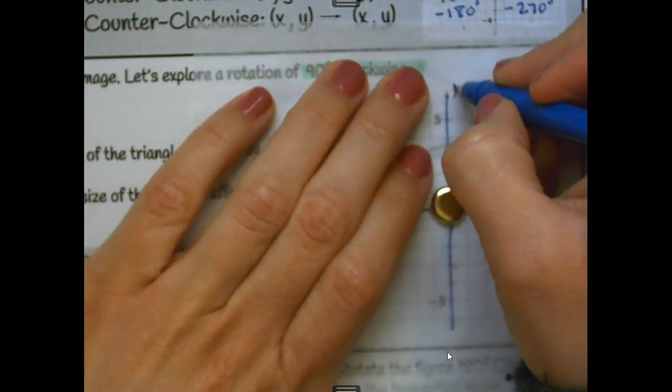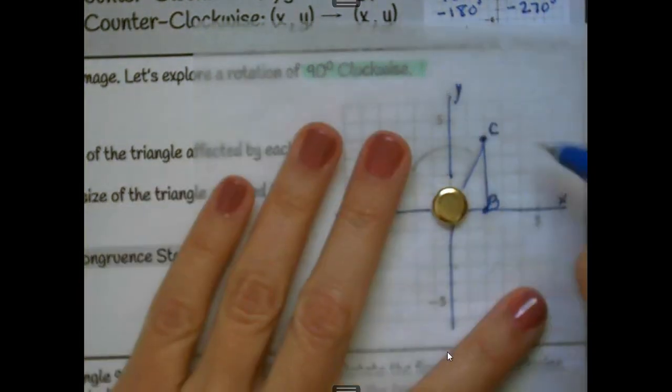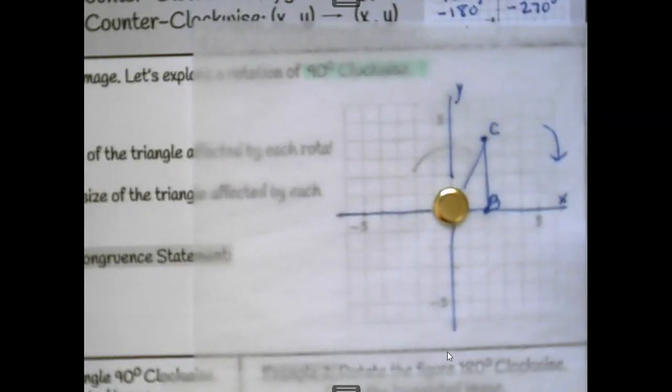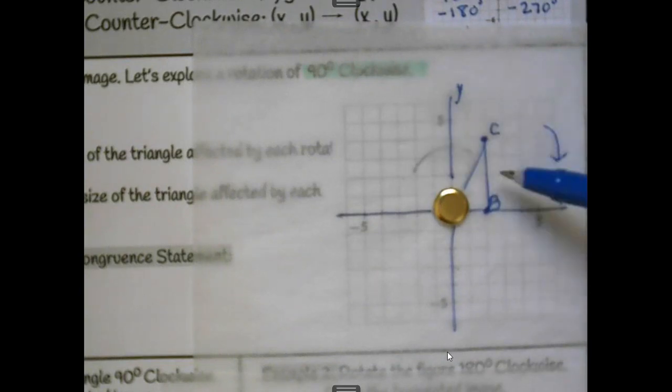So if you don't label, you're going to get confused as to how many degrees you ended up turning. So clockwise, remember, is going in this direction. Sometimes I like to draw an arrow on my patty paper so that way I know which direction I'm going to turn it in. And 90 degrees is one full quadrant. So right now, our triangle is in quadrant 1. If I go 90 degrees clockwise, which quadrant will it end up in? It's going to end up in quadrant 4.